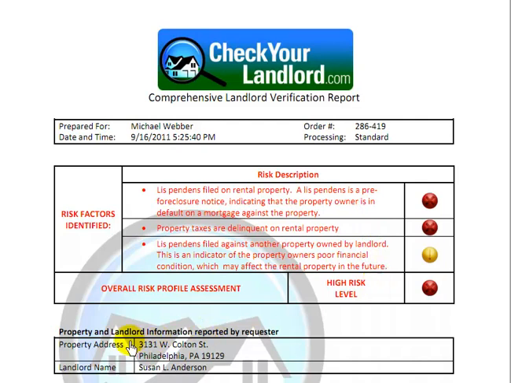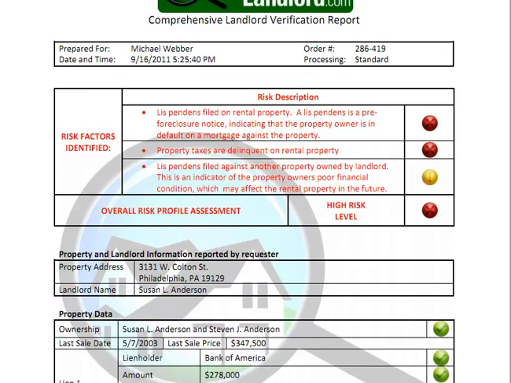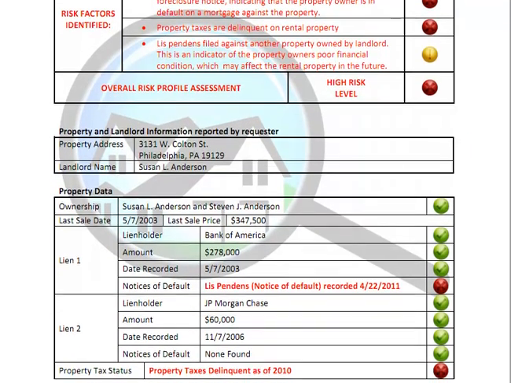You'll see here the information that was provided to us on this property: the address, and the landlord's name. Landlord's name is not required. However, if you do provide us with the landlord's name, that gives us the ability to verify that piece of information. So next piece here is the property data. We're going to tell you exactly who the owners are. If you've provided us with the landlord's name, we will verify that.